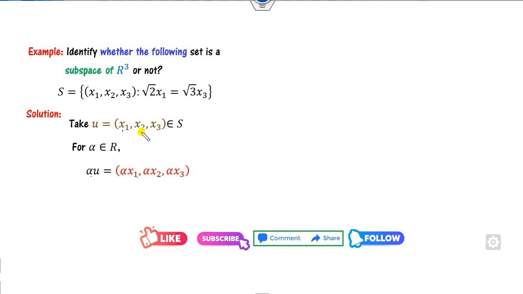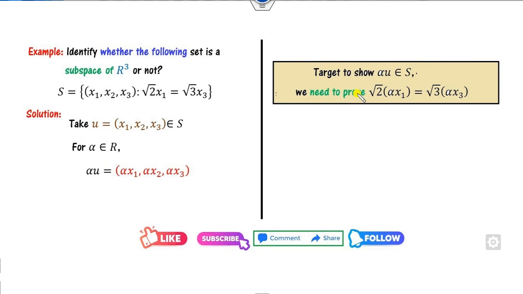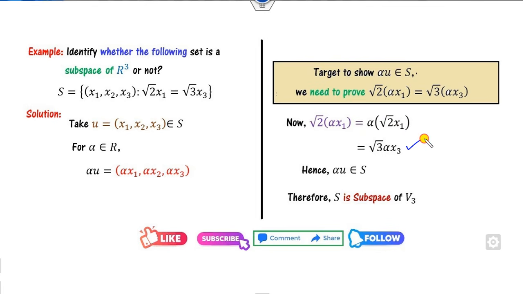Third property: I can choose alpha belonging to R, then alpha u will be (alpha x1, alpha x2, alpha x3). What is your target? It is to prove root 2 of alpha x1 and root 3 of alpha x3 are equal. So again, I can start from the left hand side. I can write this number in this manner. What is the value of root 2 x1? It is root 3 x3, and you can see these are my same numbers. Therefore, all these properties are satisfied, hence it is my subspace.